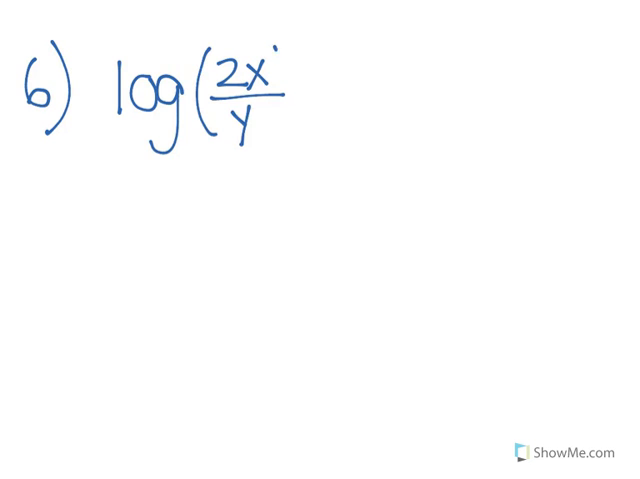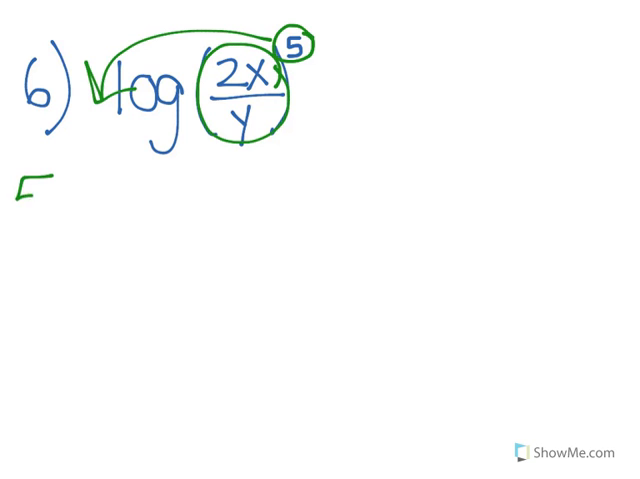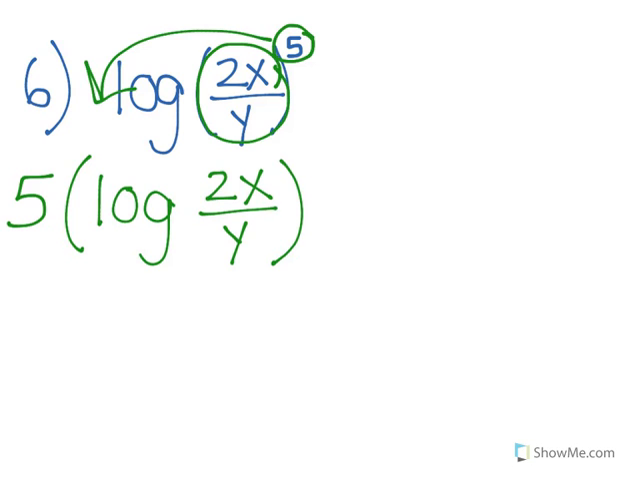Okay, number 6. Log of 2x over y all to the 5th power. The important part of this problem to note is that this 5 needs to fly down, and it's going to fly down in front of this whole log because this is the whole base that holds it up. This is what I mean. I'm going to fly the 5 down first, and then you can rewrite log of 2x divided by y and then work on your inside.